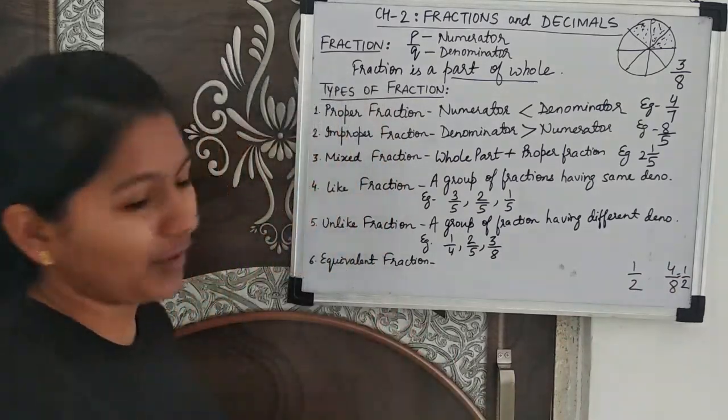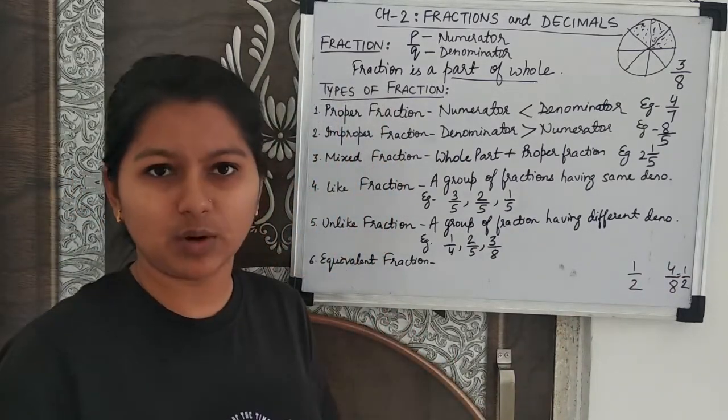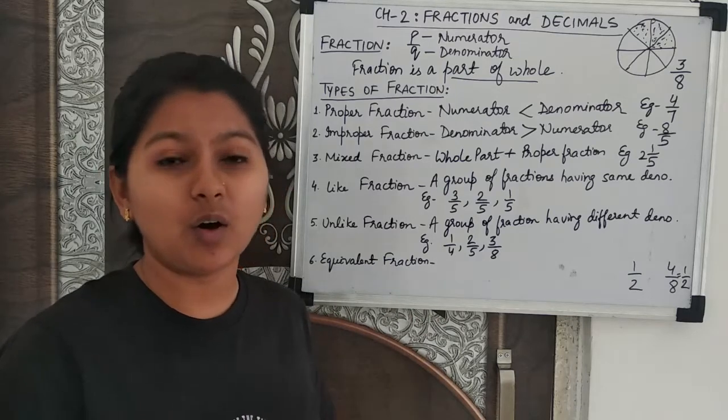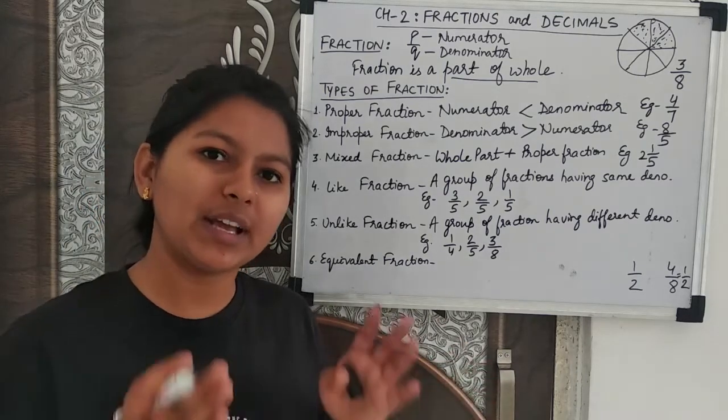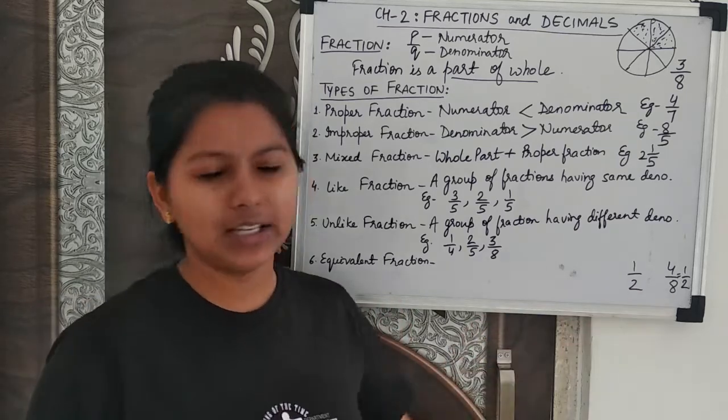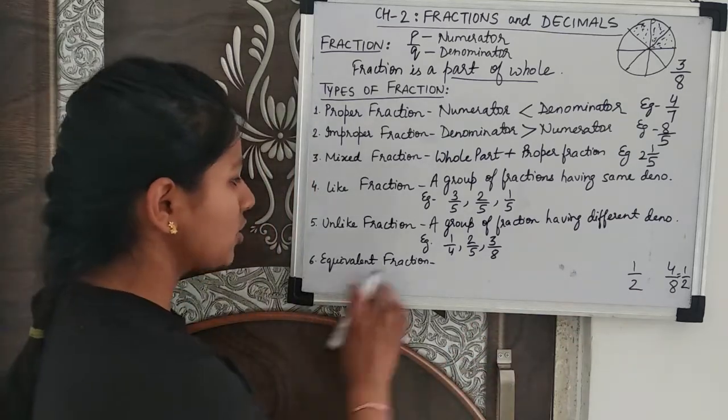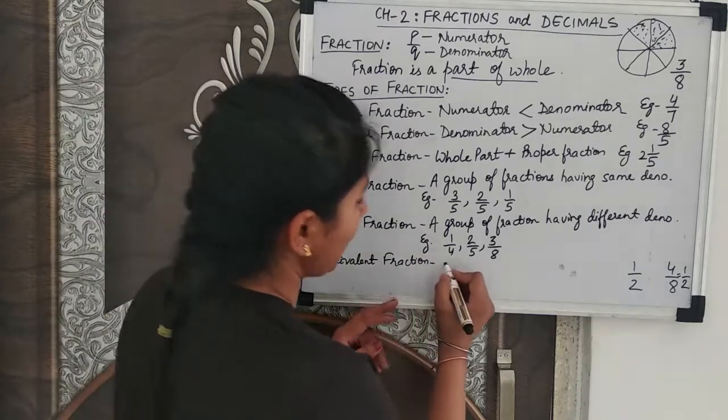So such kinds of fractions which don't seem equal, but are equal on simplification or by multiplying or dividing by the same number, we get equivalent fractions. So how can we define equivalent fractions?